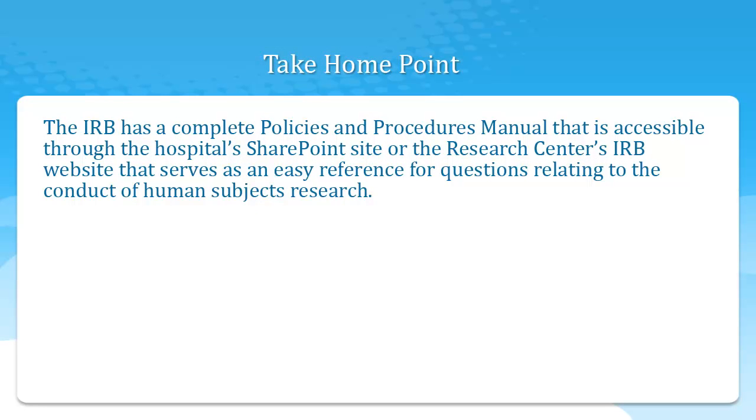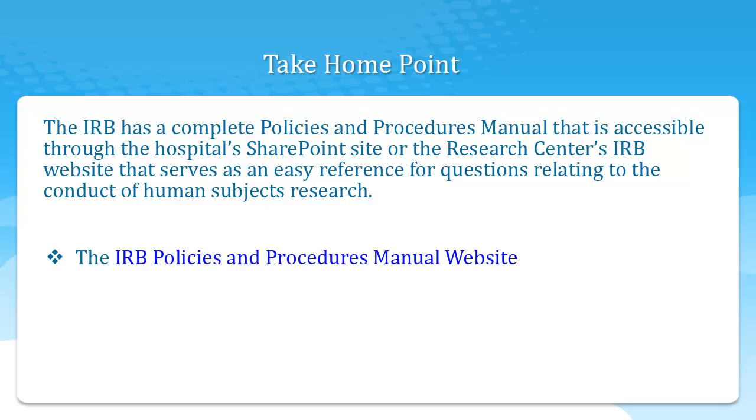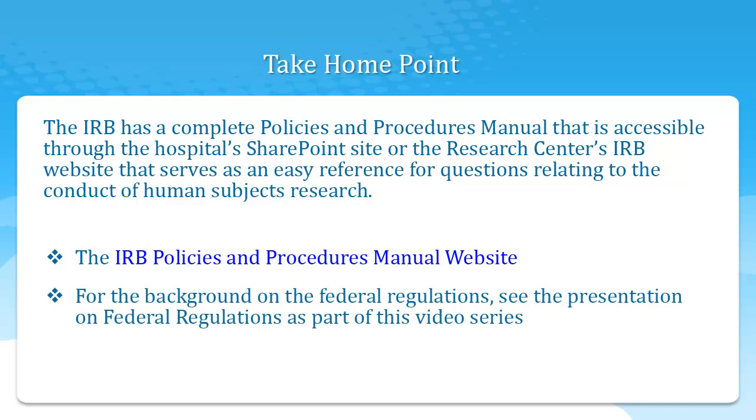The main take-home point of this presentation is that the IRB has a complete Policy and Procedure Manual available on the website that can be referenced for any and all questions on human subjects research. For more information on the IRB Policy and Procedure Manual, please see the IRB Policy and Procedure website. For the background on the federal regulations, see the presentation on federal regulations as part of this video series.